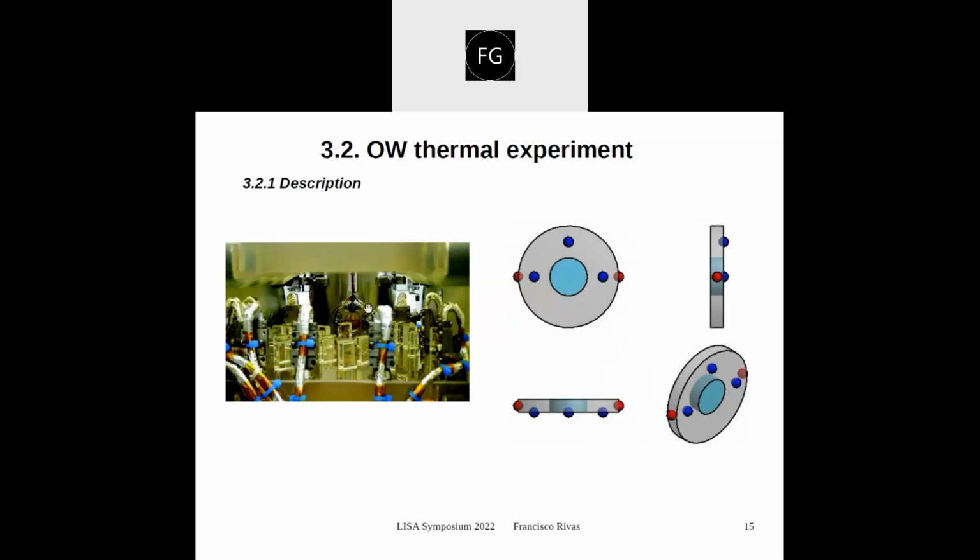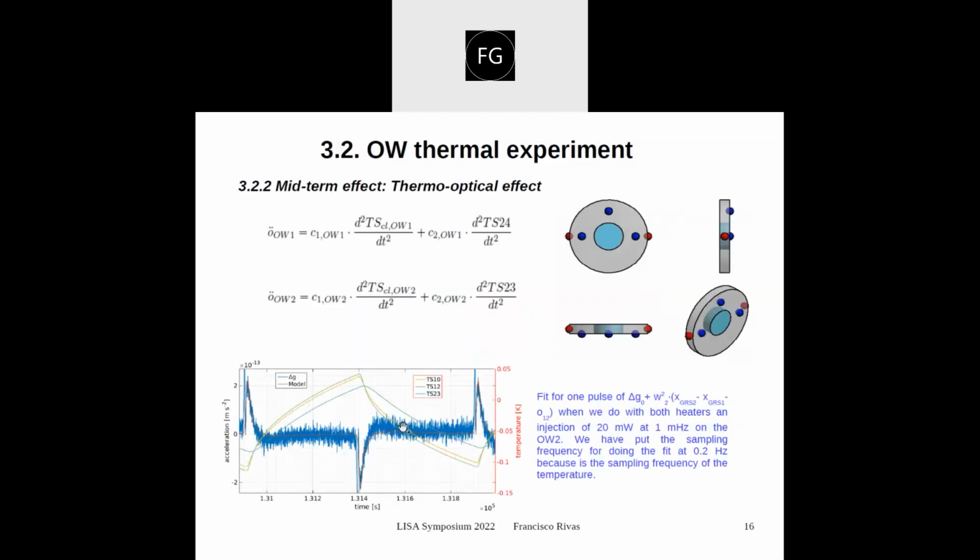Being able to measure the temperature produced by this thermal signal induced with the heaters, being able to measure the temperature with the thermal sensors you can see here, the blue dot. We have 3 thermal sensors on each optical window. As a consequence of these temperature perturbations, we were able to observe a change in the measured acceleration between the 2 test masses. A signal such as you can see in this plot.